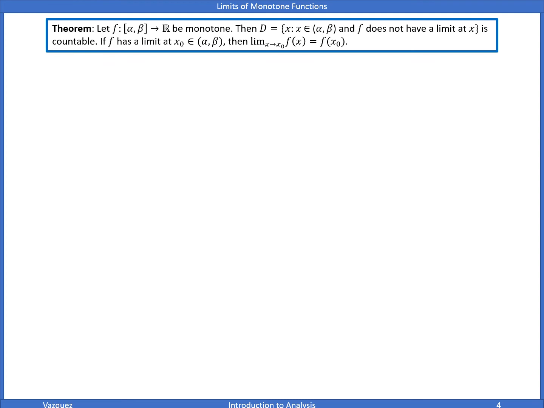So first we're going to let f be monotone, and again, it maps the closed interval alpha beta to R. Then D is going to be all the points x in the open interval alpha beta where f does not have a limit. I'm going to show that that set D is countable, meaning there are only countably many x's where f doesn't have a limit. And if f has a limit at x naught in alpha beta, then that limit is f of x naught as x goes to x naught.